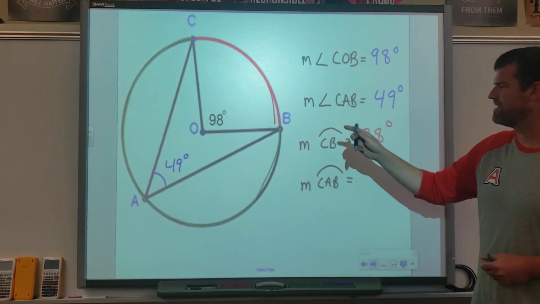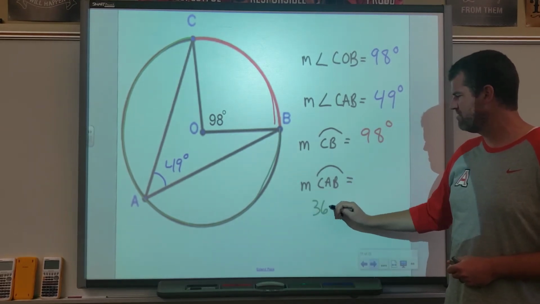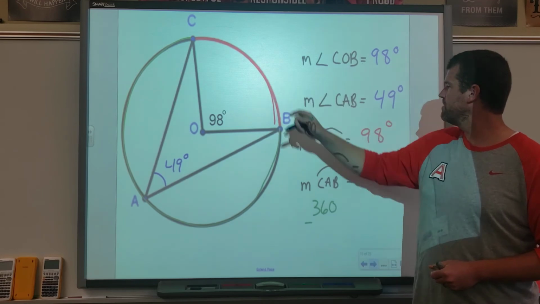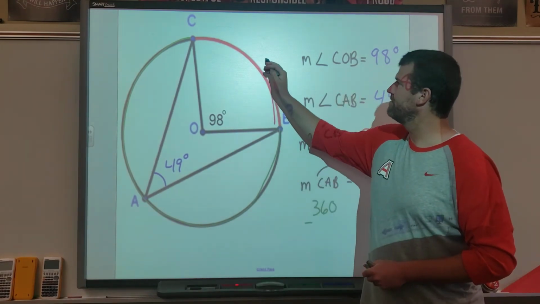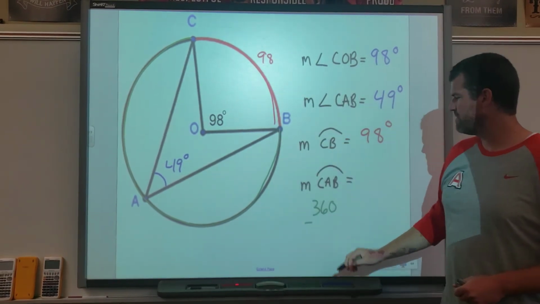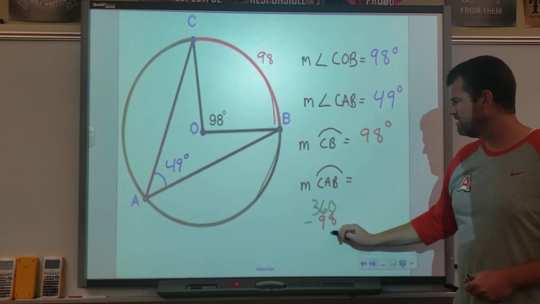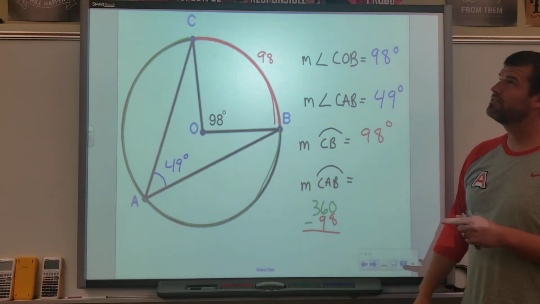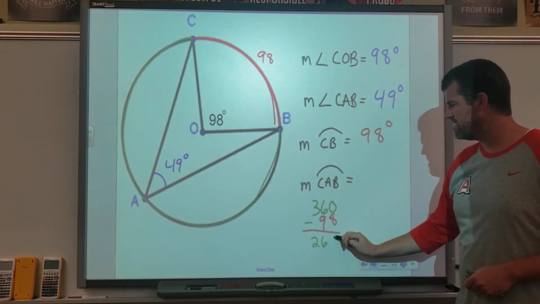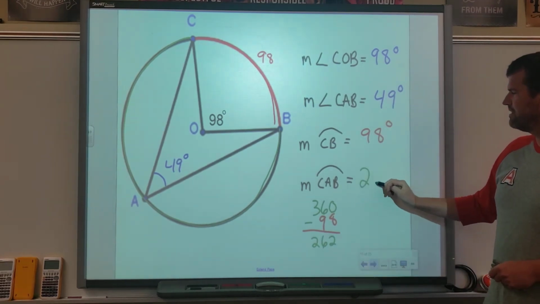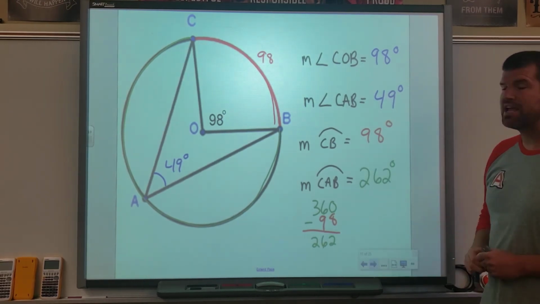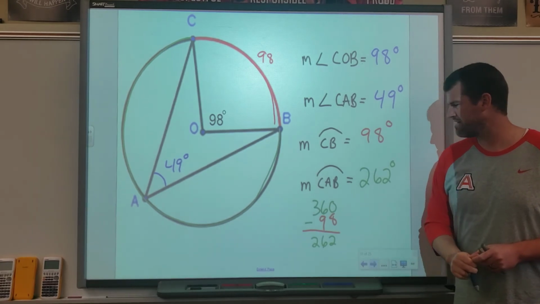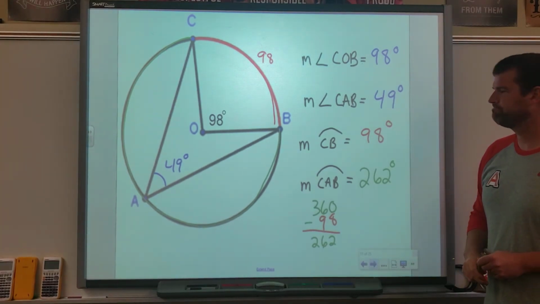All right, we know that there's 360 total degrees in a circle. The minor arc made up 98 of those degrees. All right, so we can subtract 98, which gives us 262 degrees left over. So the major arc is the other 262 degrees.